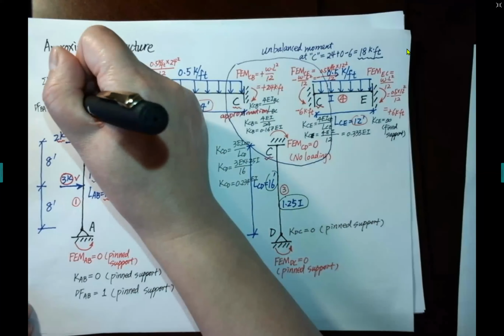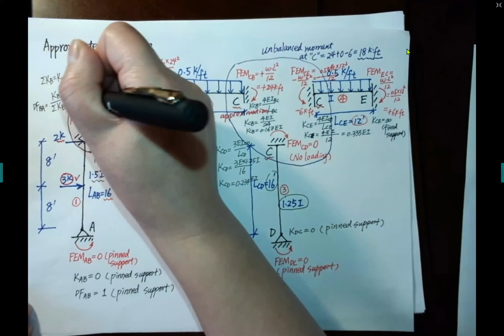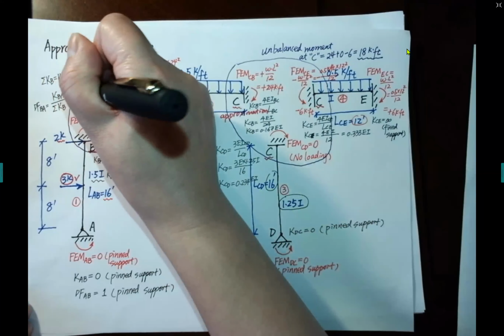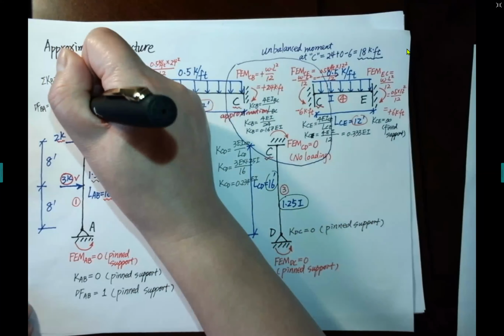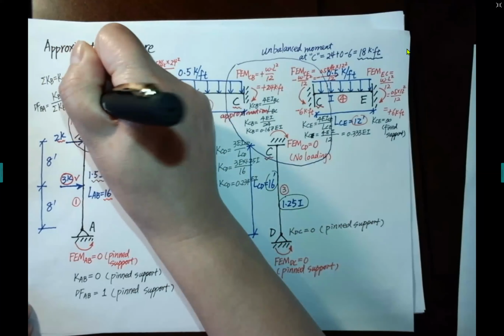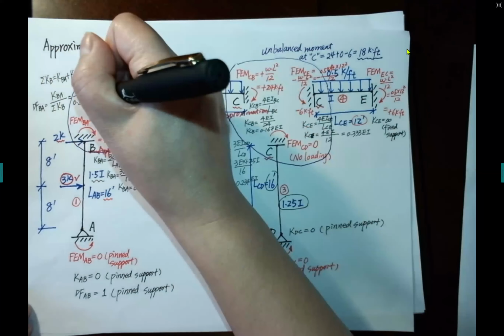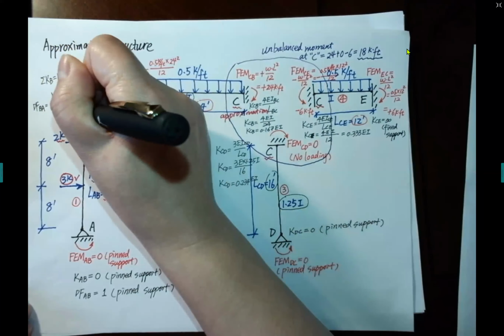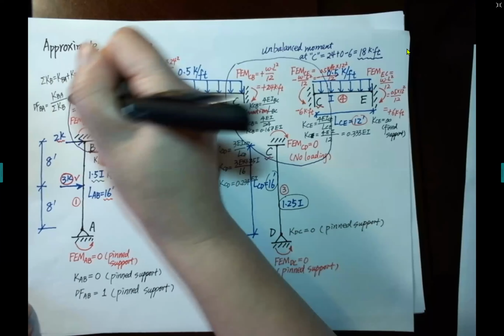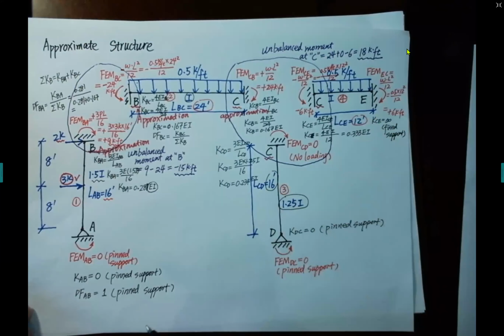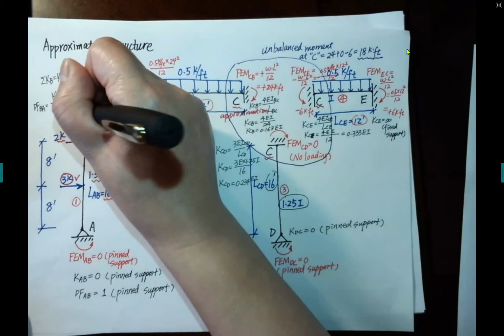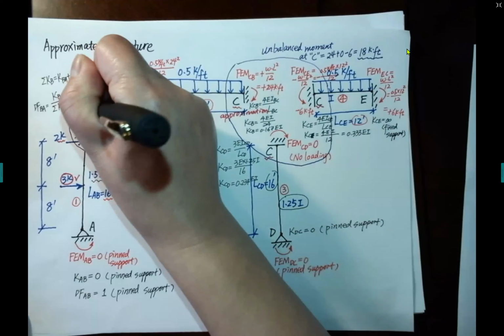So the distribution factor of BA equals 0.281 divided by 0.281 plus 0.167, and we get the distribution factor for BA equals 0.627.